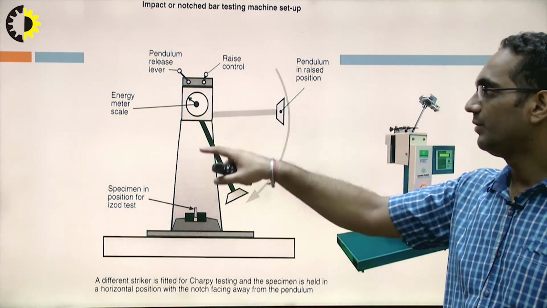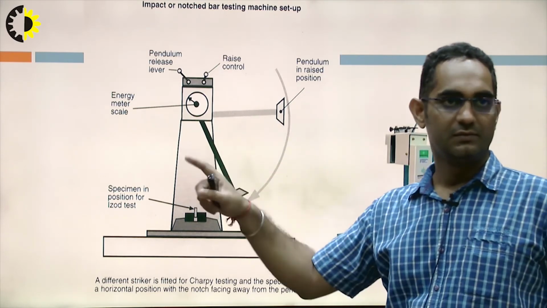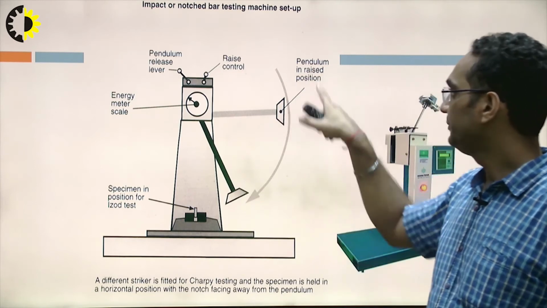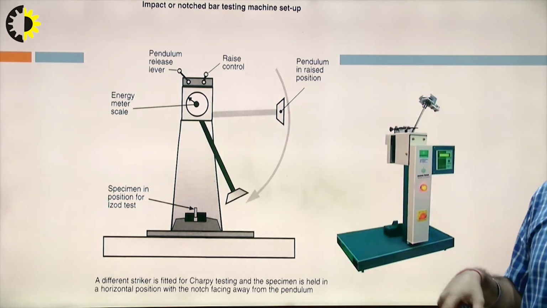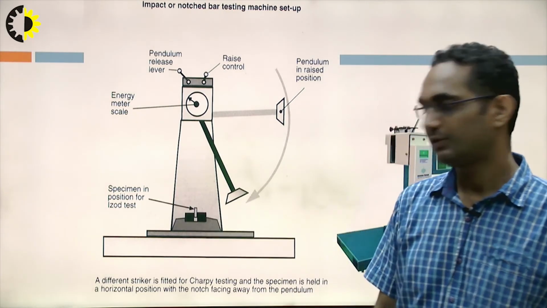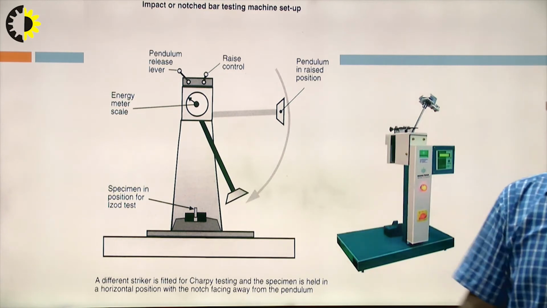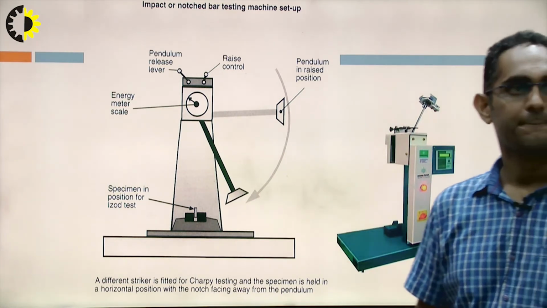This is the pendulum release lever, and this is the energy meter scale, and this is the pendulum in raised position. This pendulum gets strike over this, and the specimen is in the position for the Izod test.